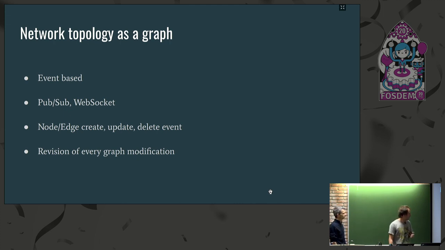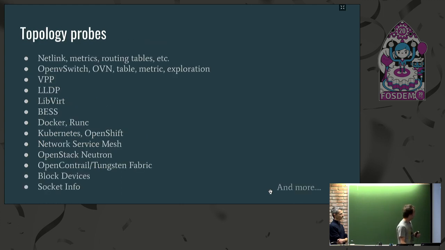You can get those events through web sockets. The web UI that we have is using this mechanism, and then you get all the events: the node creation, the updates, the deletes, and everything. And for every modification on this graph, we keep the revisions, so we are able to rebuild the graph as it was at a certain point in time.